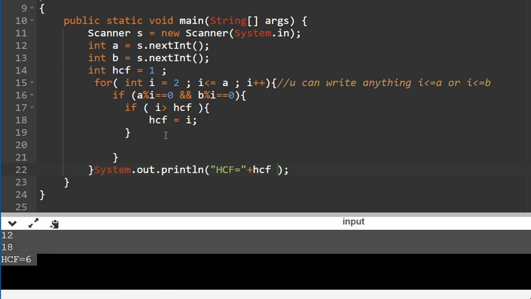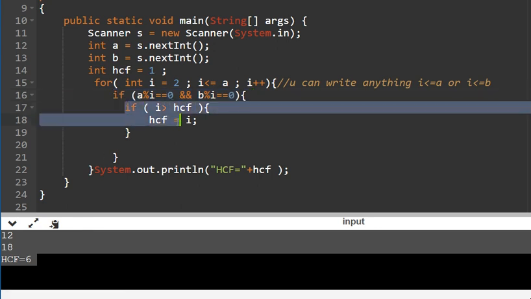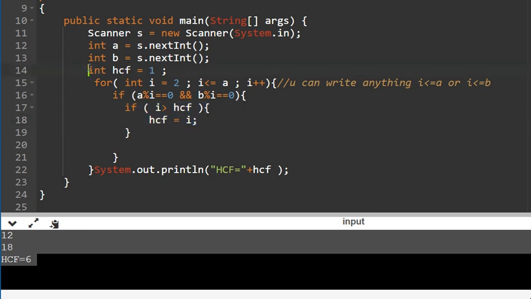I will tell you what was happening. Actually, here this condition will get true when i was 2, 3 and 6 and it printed all 3 of them. Now we added another condition where we initialized HCF with 1.